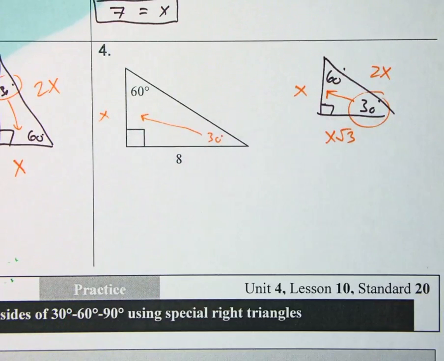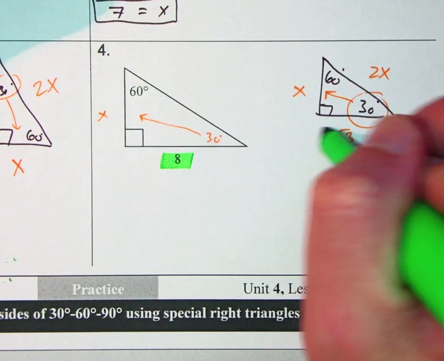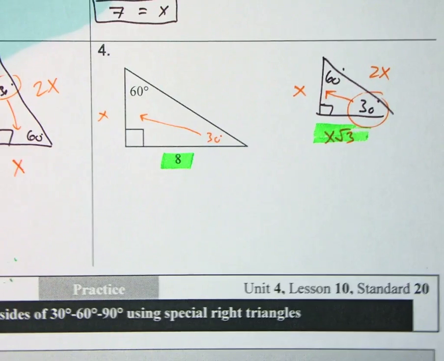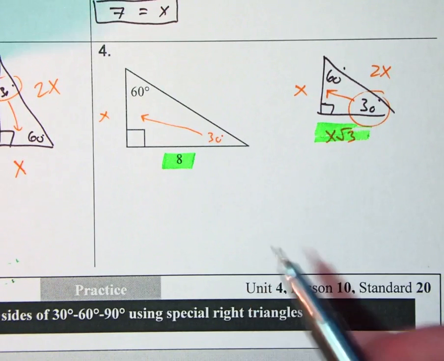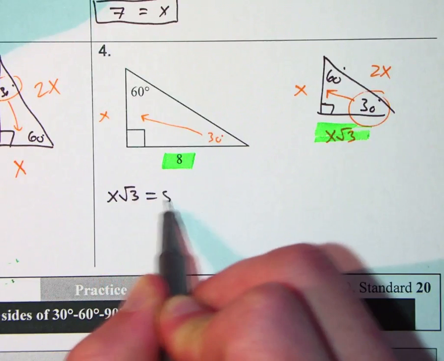That over there is your x. Look what they gave you. They gave you this 8. And that matches up here, over here, to x square root of 3. This is the trickiest version. What do you need to do? Well, x square root of 3 is equal to 8.